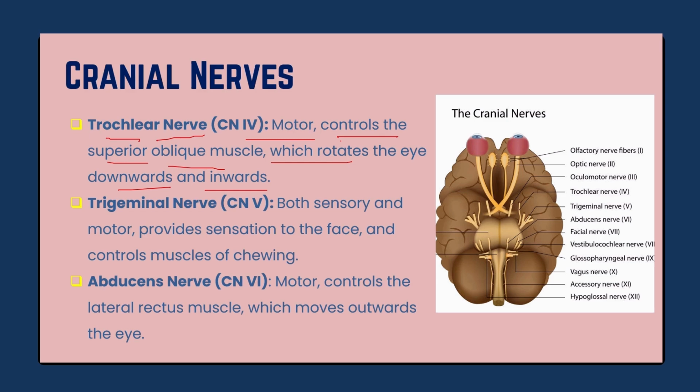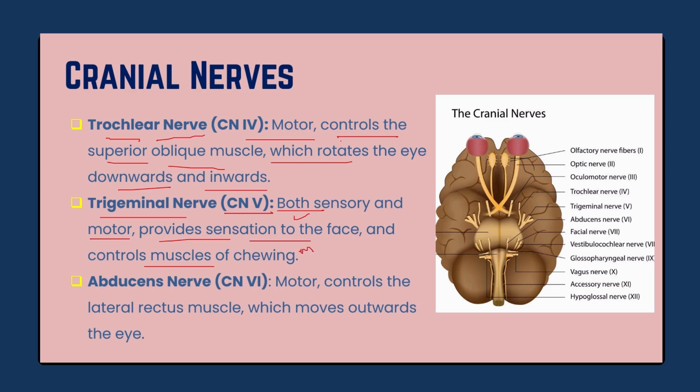Then we have cranial nerve number 5, which is trigeminal nerve. It is both sensory and motor. It's a mixed nerve, mixed function, right? So it provides sensation to the face and controls muscles of chewing. So this is its sensory function: it provides sensation to the face. If something touches your face, you get to know because of the trigeminal nerve. And it also controls the muscles of chewing. This is the motor function.